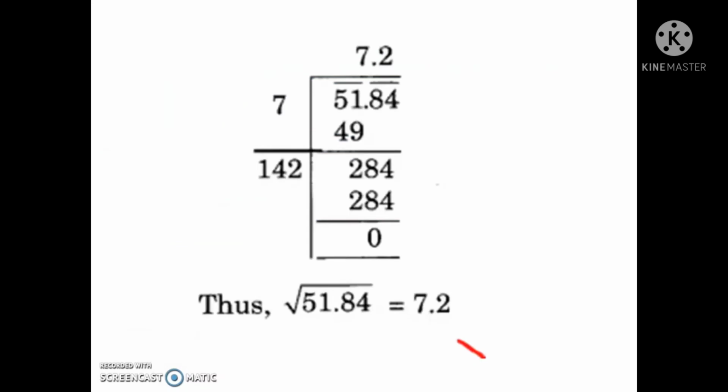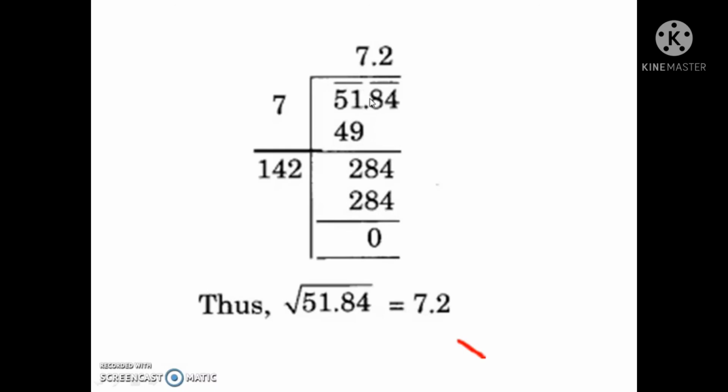Sorry, the question is 51.84. Can you tell me how will I group 84? It starts from left to right. And 51 I started from right to left. Which is the perfect square number near 51? It is 49. So we wrote 7 into 7 is equal to 49.